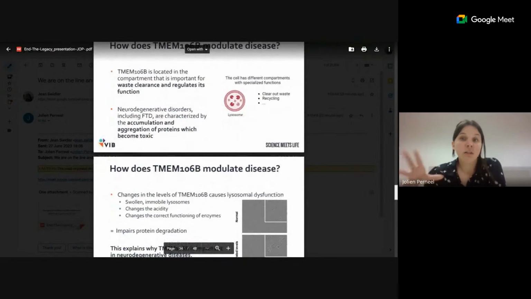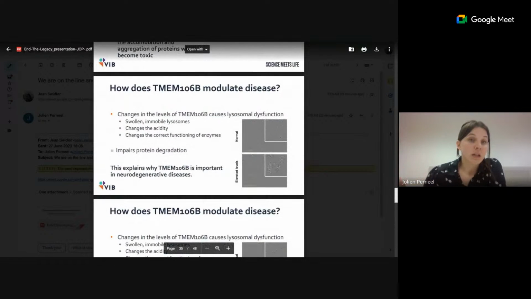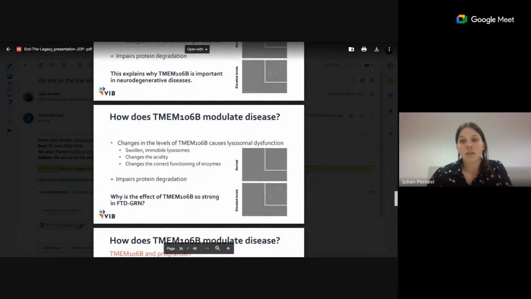And indeed, changes in the levels of TMEM106B cause lysosomal dysfunction. So it doesn't work anymore. It results in these swollen and immobile lysosomes that I hope you can see here in the picture. But it also changes the acidity and the correct functioning of the enzymes responsible for cleaving the proteins into smaller pieces. So increased levels of TMEM106B will cause malfunctioning of the lysosome, and it will reduce its capability of degrading these accumulating proteins, which explains why TMEM106B is important in neurodegenerative diseases.